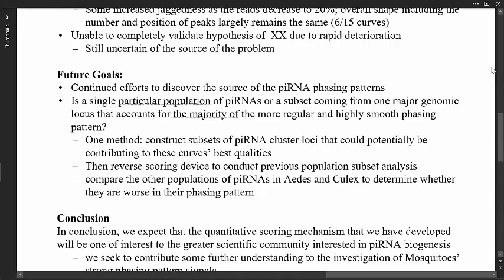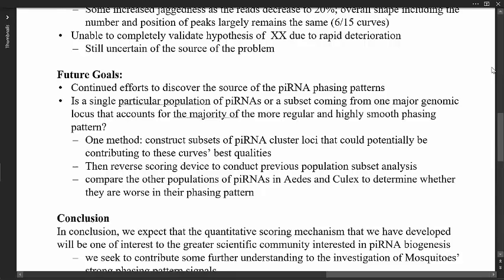So one method by which we can go about doing this would be to construct subsets of piRNA cluster loci that could potentially be contributing to these curves' best qualities. And then we could reverse the scoring device to conduct previous population subset analysis and then compare the other populations of piRNAs in Aedes and Culex families to determine whether they are worse in their phasing patterns.